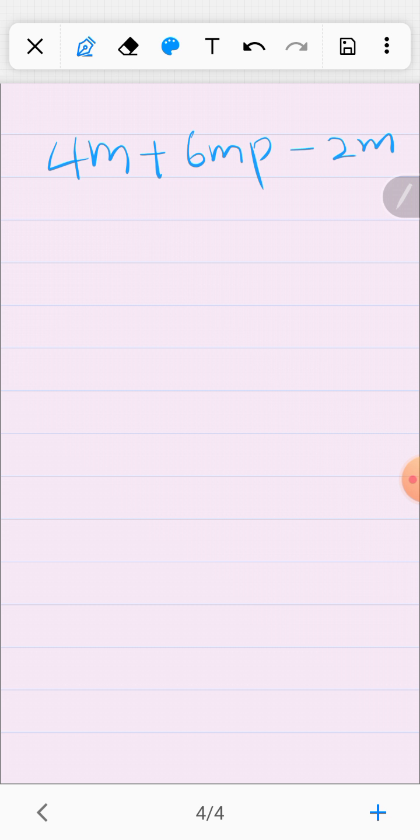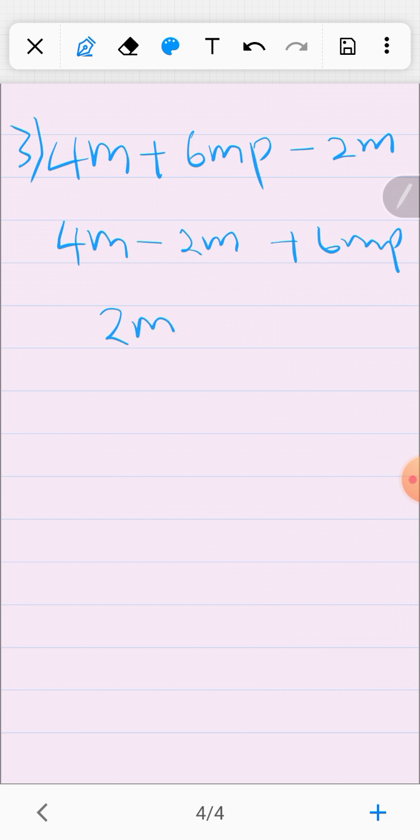Before I factorize this, I can see that there's 4m here and there's also 2m here. This 4m and that 2m are similar. Let's call them like terms. If I have two like terms, the first step is to collect the like terms. So I'm going to get the 2m, bring it close to the 4m, then I'll have the 6mp. 4m minus 2m, quite simply, is 2m. It's like subtracting 4 mango jars minus 2 mango jars. You get 2 mango jars plus 6mp.